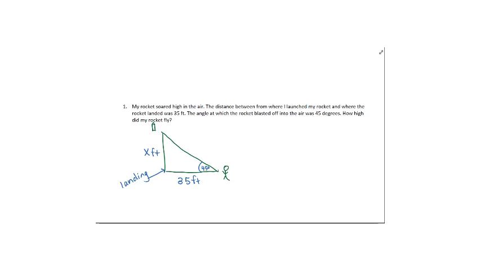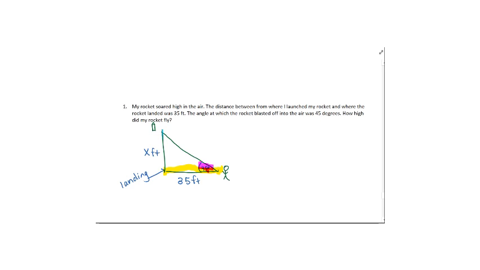So now let's look at some word problems with trigonometric ratios and applying trigonometry. In this example, I have a rocket that has soared into the air. The distance from where I launched my rocket, where I'm standing, to where the rocket landed is 35 feet. The angle at which the rocket blasted off into the air was 45 degrees. That's the angle I'm looking up at the rocket from. It's called an angle of elevation. How high did my rocket fly?